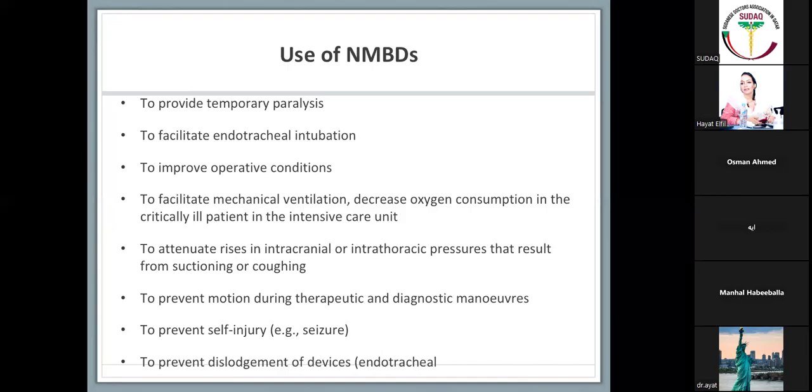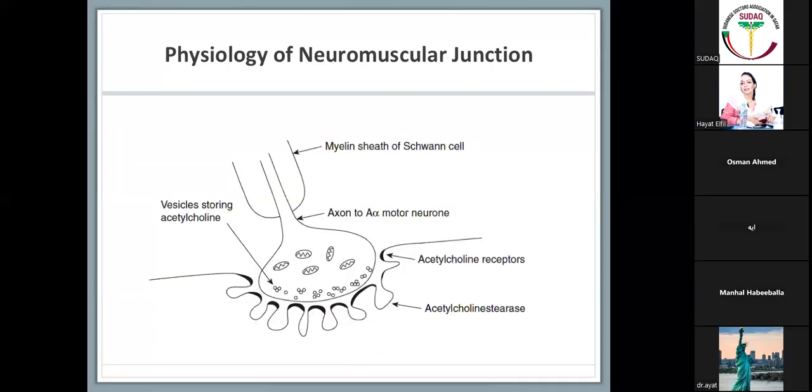We use it as well to prevent motion during therapeutic and diagnostic maneuvers, and we all know about electroconvulsive therapy and these kinds of therapeutic procedures. We use it as well to prevent self-injury in cases of seizures and abnormal movements. It is very important as well for us to know about the physiology of the neuromuscular junction. That is the place where those drugs work, before we can identify the effects and the side effects of those neuromuscular blocking agents.